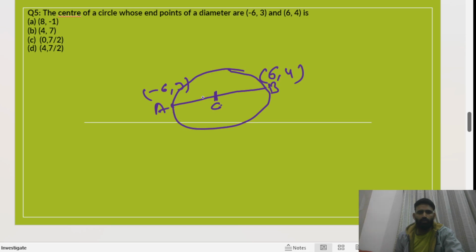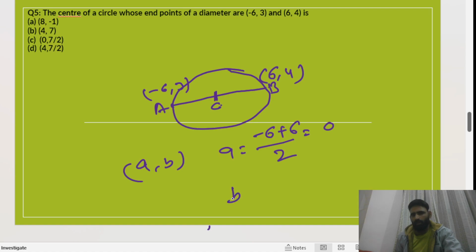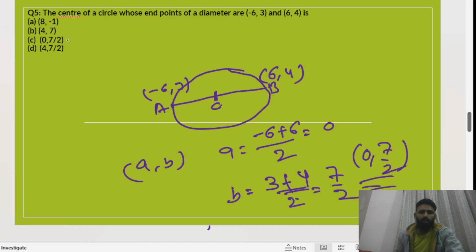So the midpoint coordinate, suppose (a, b). So a equals (-6 plus 6) divided by 2. Okay, so this is 0. And b is (3 plus 4) divided by 2, so 7 by 2. So we can say (0, 7/2). So there is the C option, (0, 7/2).